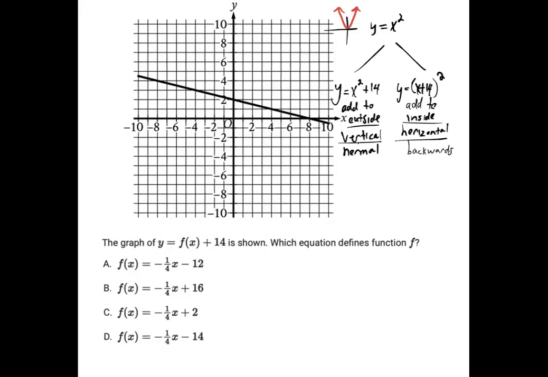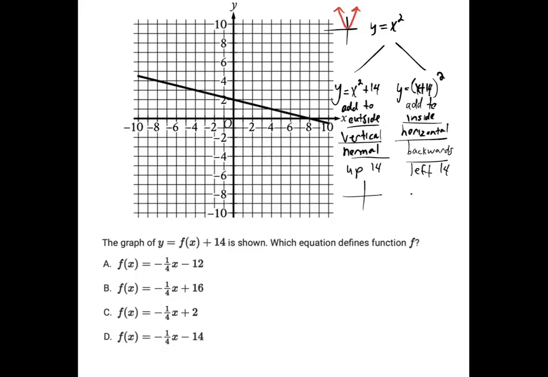So adding 14 on the outside, that's a normal vertical shift. That's up 14 because positive is up and negative is down. Here, adding to the inside, that's a horizontal shift, and that'll be left 14 because normally positive is to the right and negative is to the left, but this is backwards, so positive would be to the left.